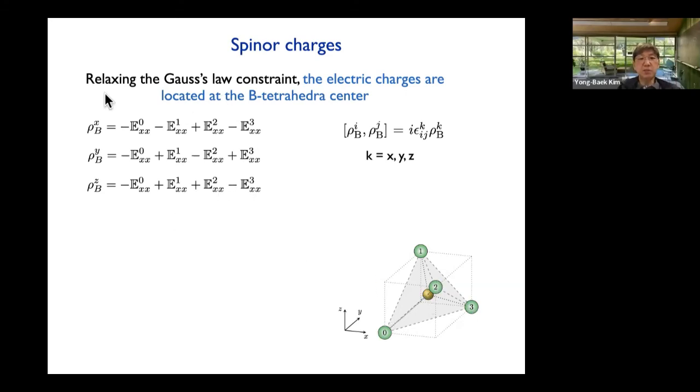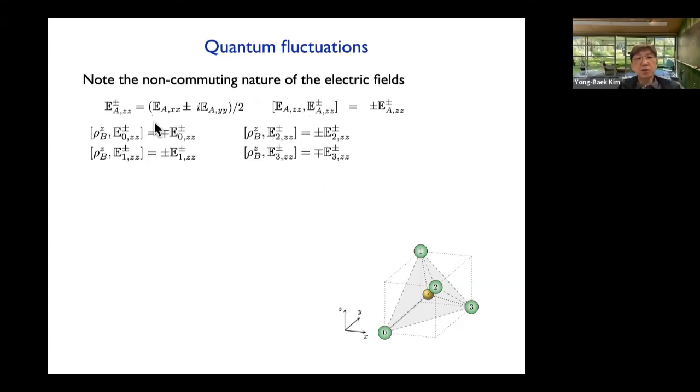So this is nothing but Poisson's equation. You can define the x, y, z components of the vector charges as some combination of the electric field at these 4 locations of a tetrahedron. This is Poisson's equation, if you like. If you set all the charges to 0, that gives you the Gauss law constraint. This vector charge also satisfies the usual SU(2) commutation relation, so you can also define raising and lowering operators using this.